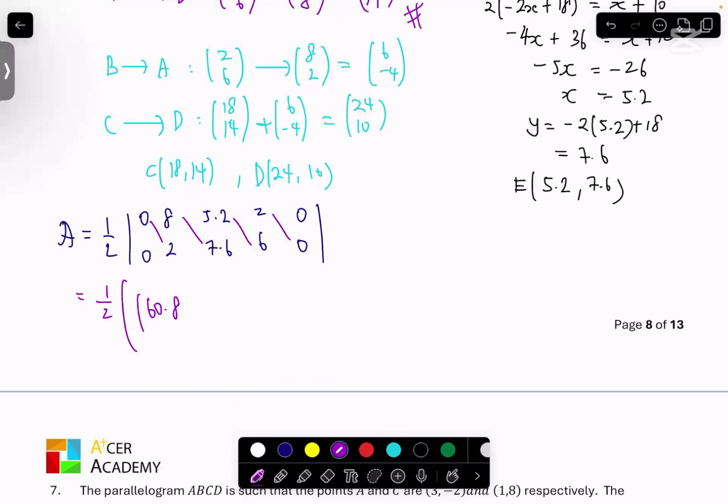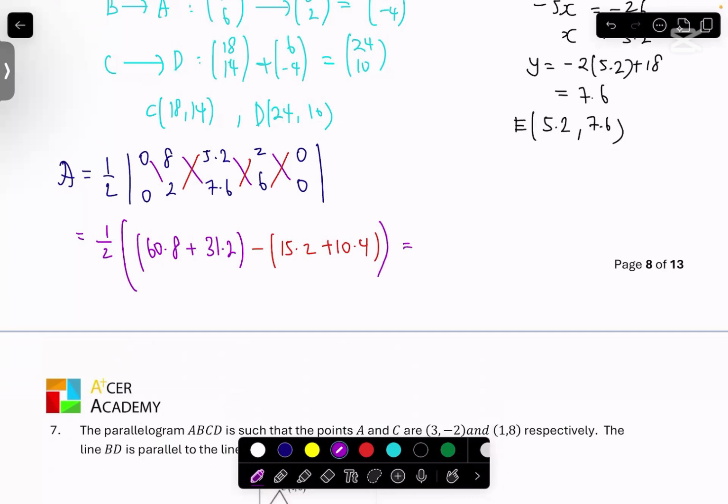It's 56 plus 4.8. 60.8 plus 5.2 times 6, 31.2. Then minus 0, this is 15.2. This is 10.4. All right, so that will give me a 92. Okay, let's calculate slowly. 92 minus 25.6. Okay, so that is 46 minus 22.8. Okay, so that is equal to 23.2.